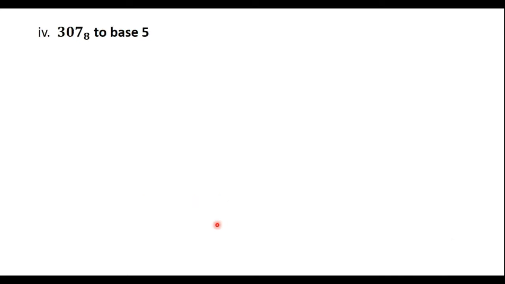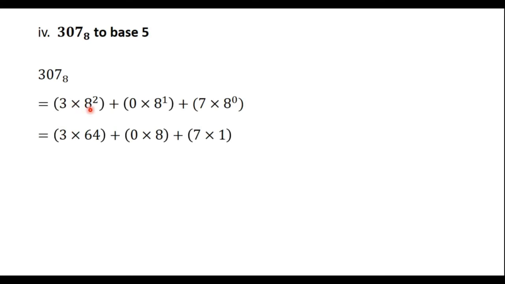Let's pick the last example. We are converting 307 base 8 to base 5. The first thing we need to do is to convert 307 base 8 to base 10. In converting it to base 10, we have 3 times 8 plus 0 times 8 plus 7 times 8. Then you order the powers, so we have 0, 1, 2. So you are going to have 3 times 8 squared, which is 64, plus 0 times 8 exponent 1, which is 8, plus 7 times 8 exponent 0, which is 1.